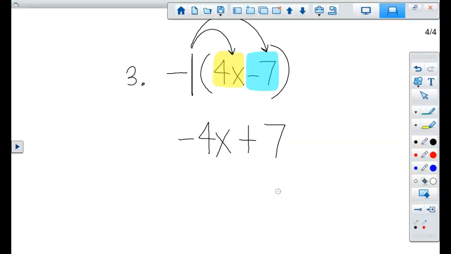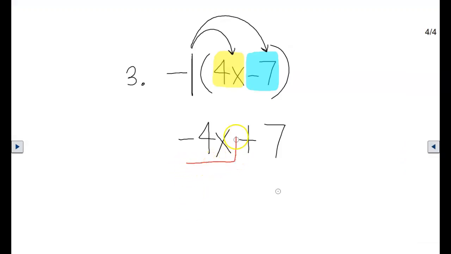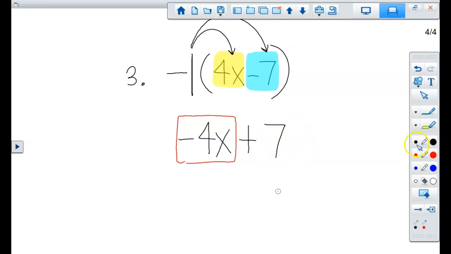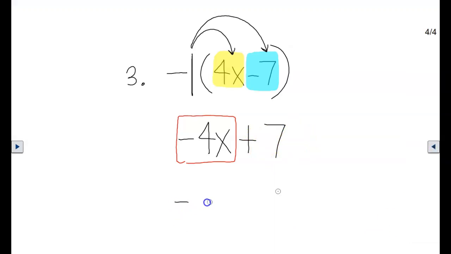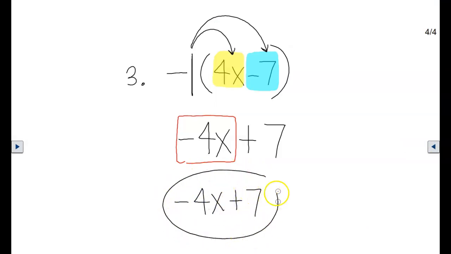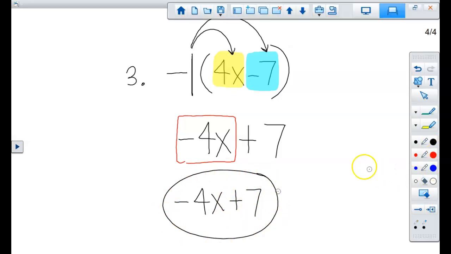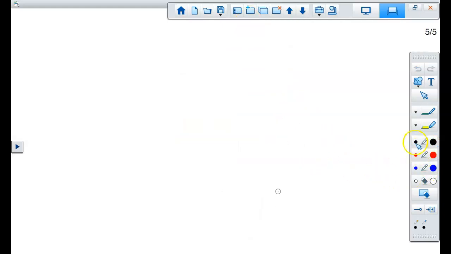Let's see if we need to combine like terms. When I look at term number 1, I see negative 4x. The variable part is what I need to focus on. That's an x. The other term doesn't have that same variable part. He doesn't have that x. So what that means is, again, these are not like terms, so I don't combine those. This is just going to be a negative 4x plus 7. And that one's done. So these first 3 examples, all we've had to do is distribute.